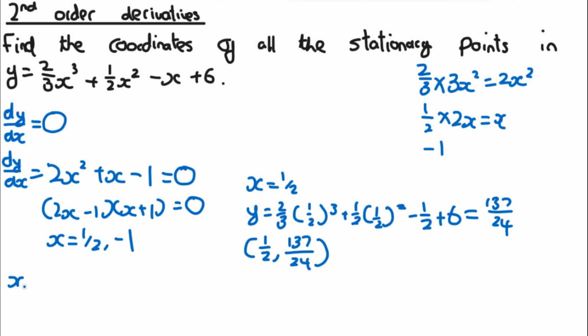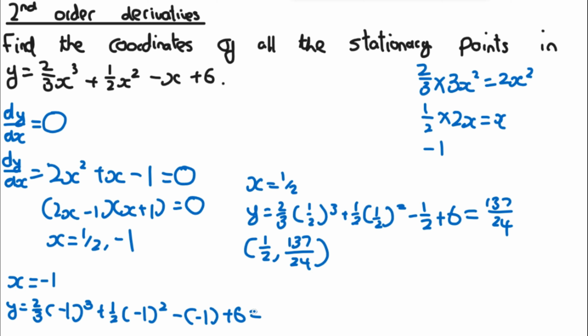to be when x is equal to minus 1. So this is going to be when y is equal to 2 over 3 times minus 1 cubed plus a half times minus 1 squared minus, and then it's going to be minus 1 plus 6, and if you put this into your calculator, this is equal to 41 over 6. So the other coordinate is minus 1, 41 over 6. So the two coordinates of the stationary points are a half and 137 over 24, and minus 1 and 41 over 6. So now let's discuss second order derivatives, and these are really easy.